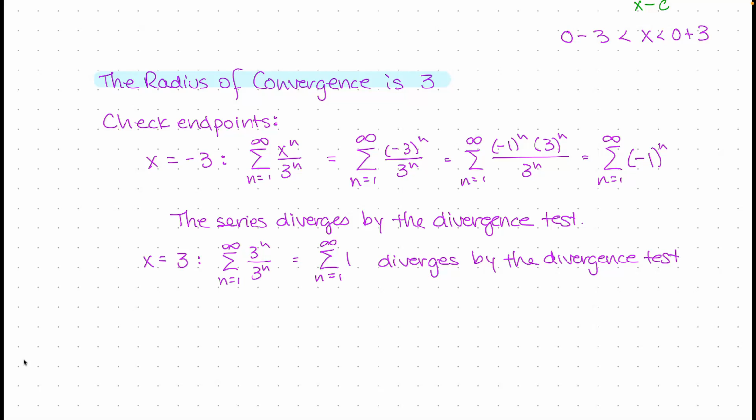So, now we can say the interval of convergence is -3 to 3, not including the endpoints. Be very careful on the wording of the question.